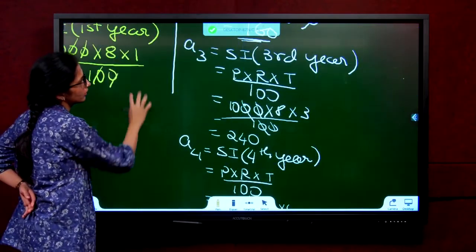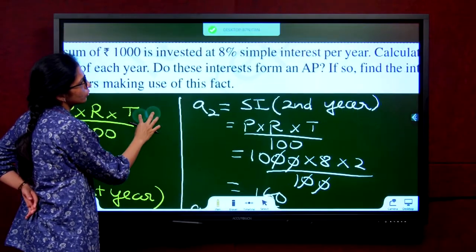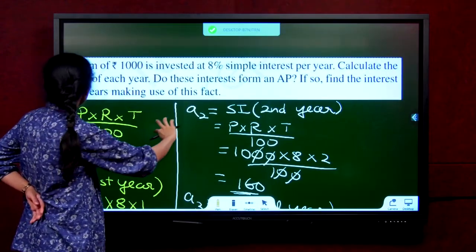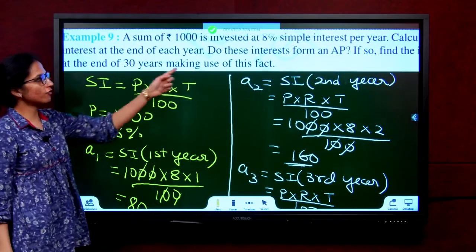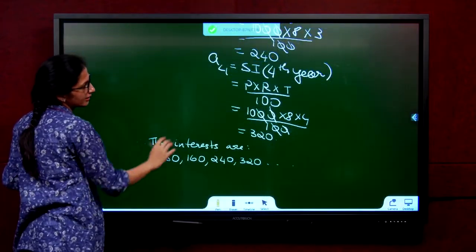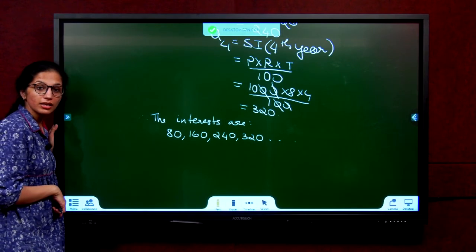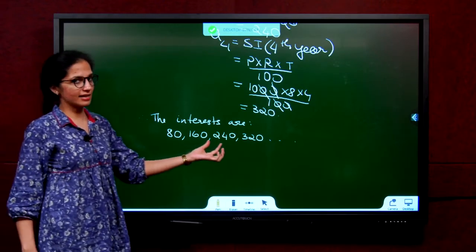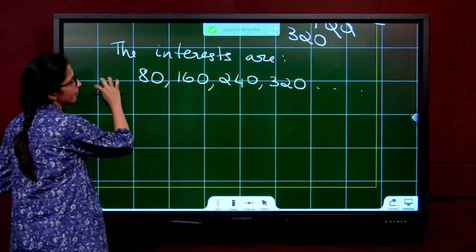Going back to the question that they have given, what do they clearly say? Do these interests form an AP? Find the interest at the end of 30 years making use of this fact. That means they are not telling you to sit and waste time using the formula to find the interest at the 30th year. They are telling you to use the fact that this is an AP and find the interest. First we have to prove this is an AP. How do we do that?